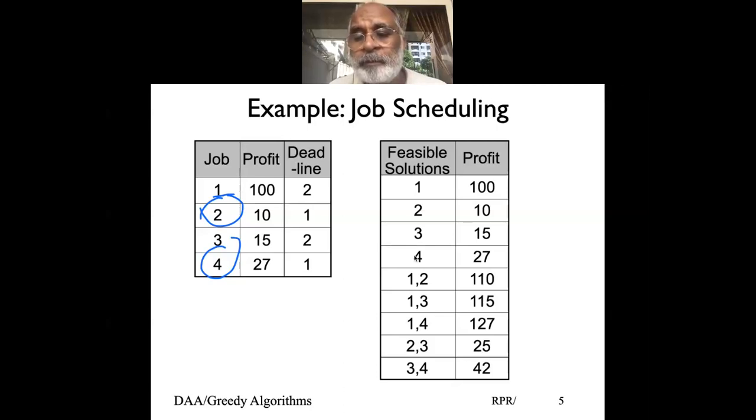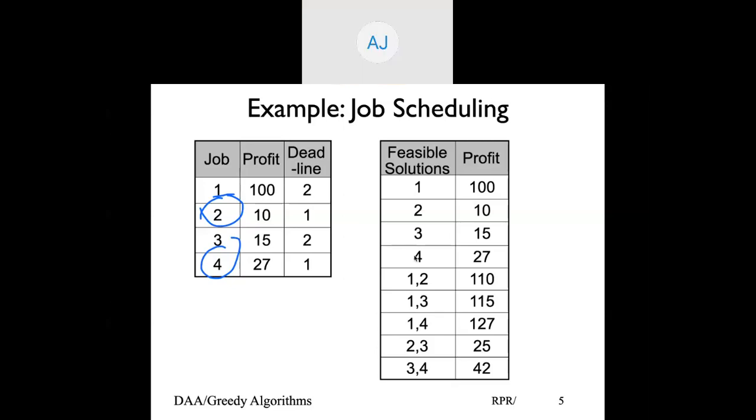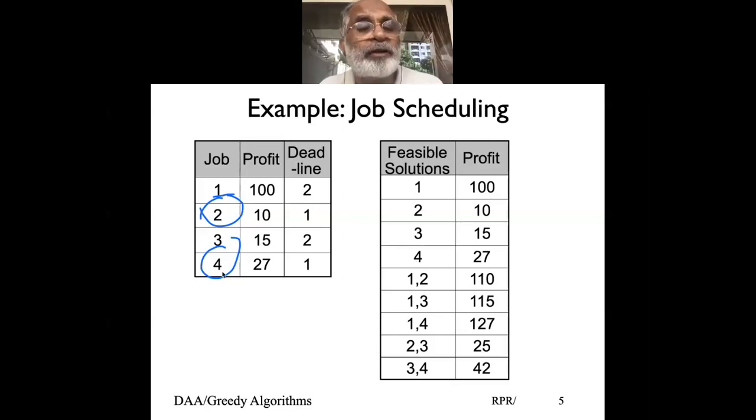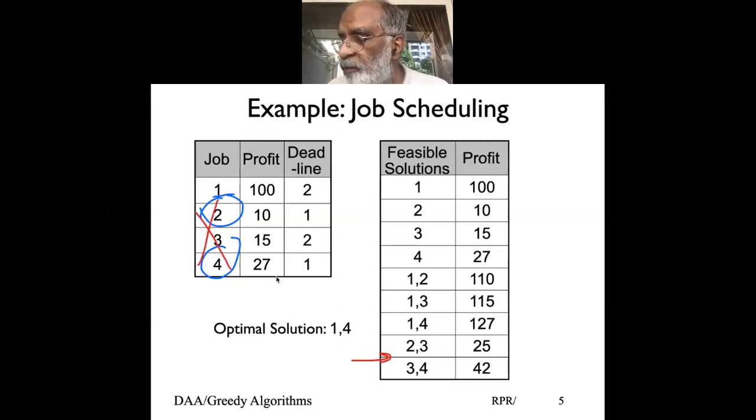Both have the same deadline. Because the moment you schedule job 2, the deadline is over, and I cannot schedule another job. So both being the same deadline, jobs 2 and 4 is not a feasible solution, and that's the reason we have not included this. And so on, so forth.